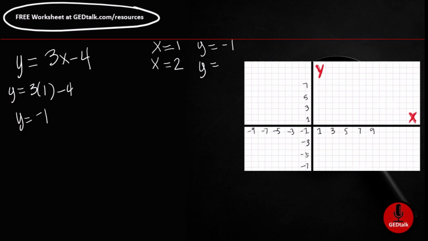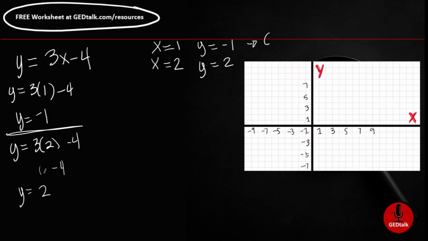Okay, well, let's try this again, but now let's input 2. So if I have y equals 3 times 2 minus 4, well, I know that 3 times 2 is 6 minus 4 will give me 2. So when x equals 2, y equals 2. And now that I have my ordered pairs, right, here's the first one. It's 1, -1, and the second one is 2, comma 2.